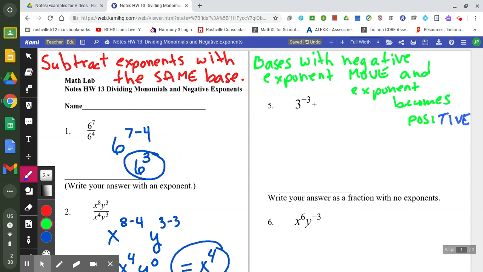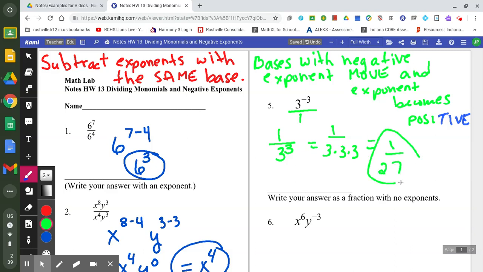Okay, so the rule for negative exponents is that a base with a negative exponent moves and the exponent becomes positive. So this has a base of 3. So right now, that is on top of a fraction. So I am going to move the big base of 3 and put it on the bottom. And then this exponent of negative 3 goes with it, but now it becomes positive. And then our directions say to write your answer as a fraction with no exponents. So this means 1 over 3 times 3 times 3. And that is 1 over 27. And that is my final answer.